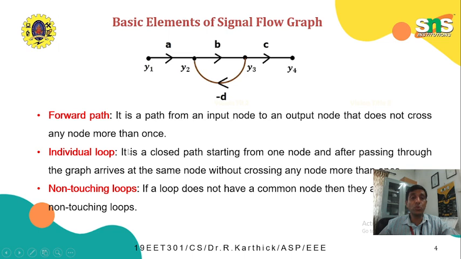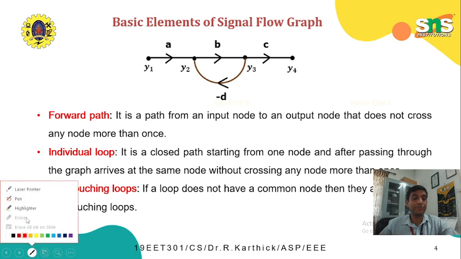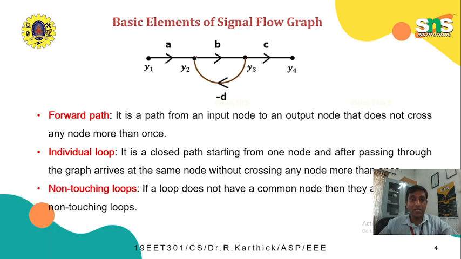Next is the individual loop, which we can simply call a loop. It is a closed path that starts from one node and, after passing through several nodes, arrives at the same node, crossing each node only once. I'll mark it in the diagram. The signal starts from y2, moves to y3, and comes back to y2. Each node is crossed only once. You call this a loop, or a closed path.